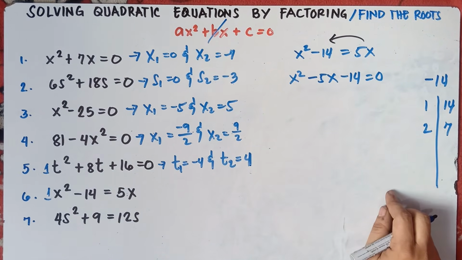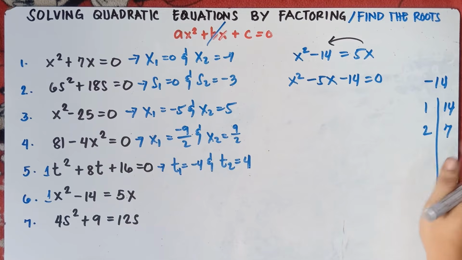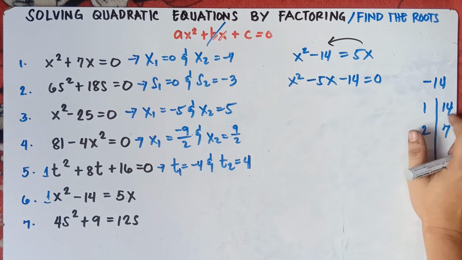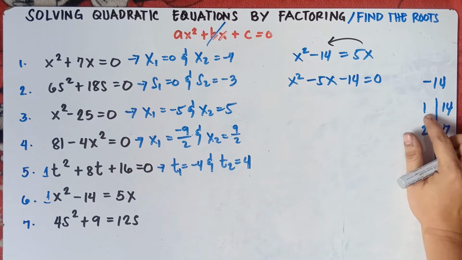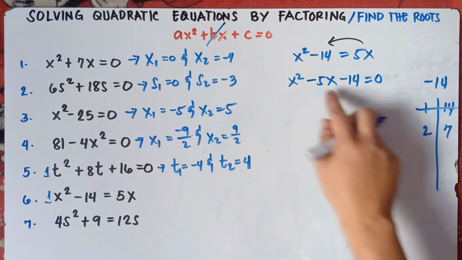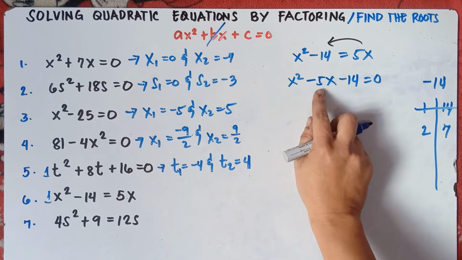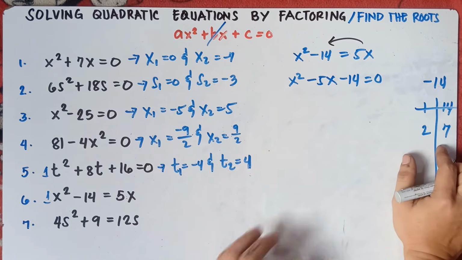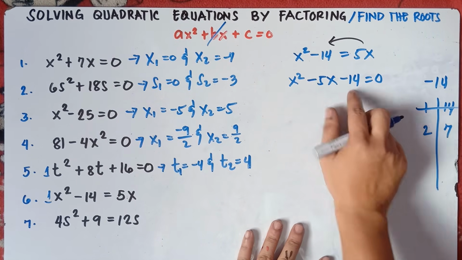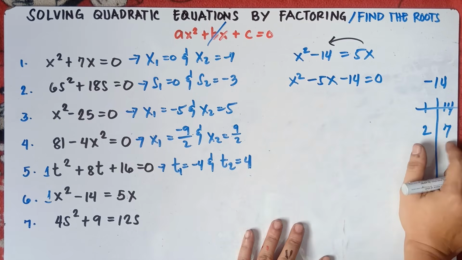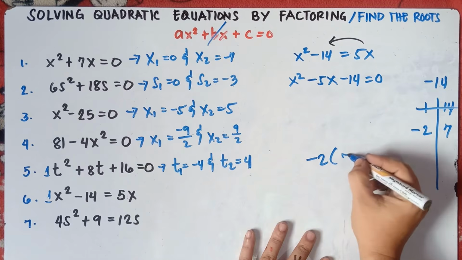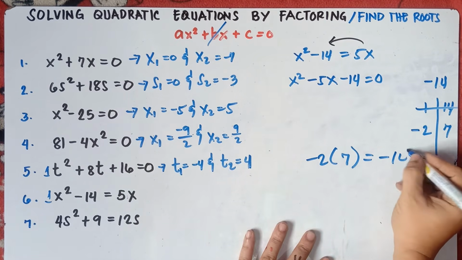Once again, since it is negative 14, one number should be negative. We will not be using this one, because if we combine 1 and 14, 1 plus 14 is 15, 14 minus 1 is 13. So we don't have a chance to get this negative 5. So let's choose 2 and 7. If we multiply 2 times 7, that would be 14, right? But since this is negative 14, one number should be negative. If we choose negative 2 and 7, negative 2 times 7 will be negative 14, right?